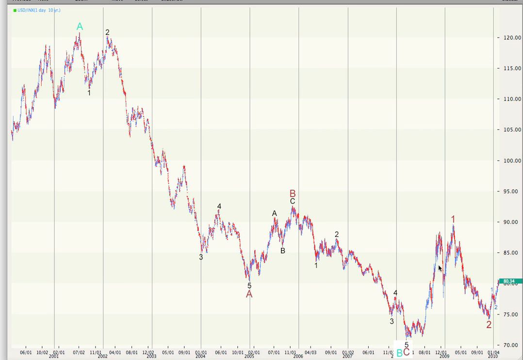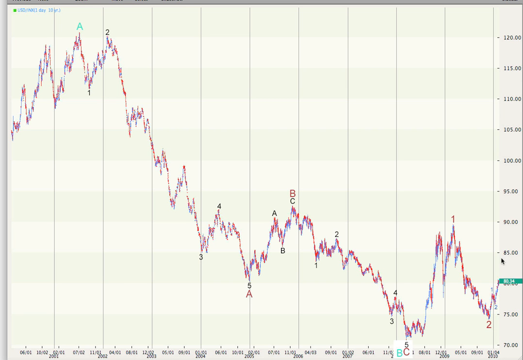Shorter term, we had primary 1 and 2 complete, and we're just in the early phases of a primary third wave up. A target for this third wave, it will equal 1.618 the length of this first wave when it's about 104.58. That's going to be about 3 or 4 months or more away.